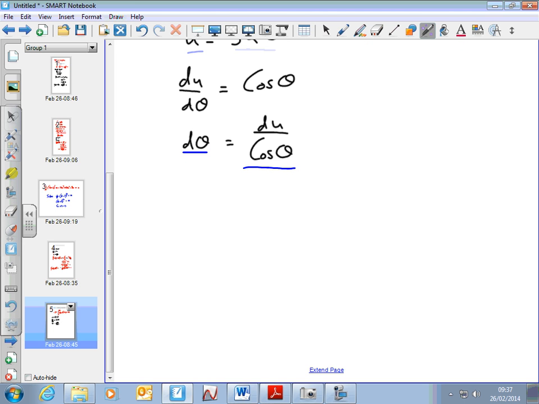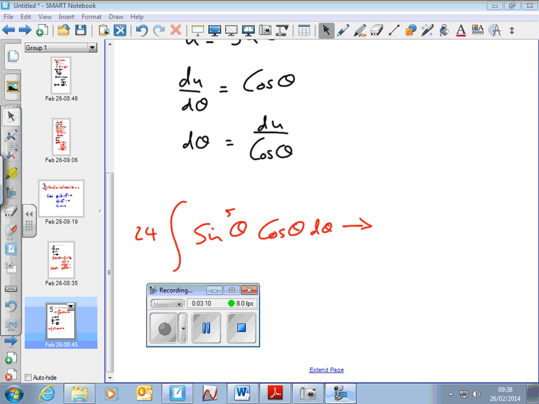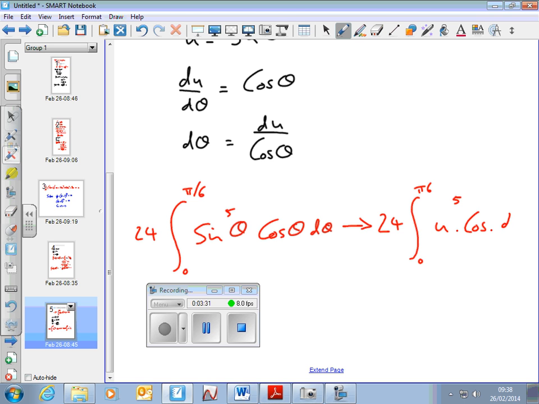So the original integral, 24 sine to the power 5 theta cos theta d theta can be rewritten as, we've got the limits, 0 and pi over 6, and it will be 24 integral between 0 and pi over 6 u to the 5 du times cos theta, du over cos theta, making the substitutions, and that's theta there. The cos thetas cancel as we predicted.